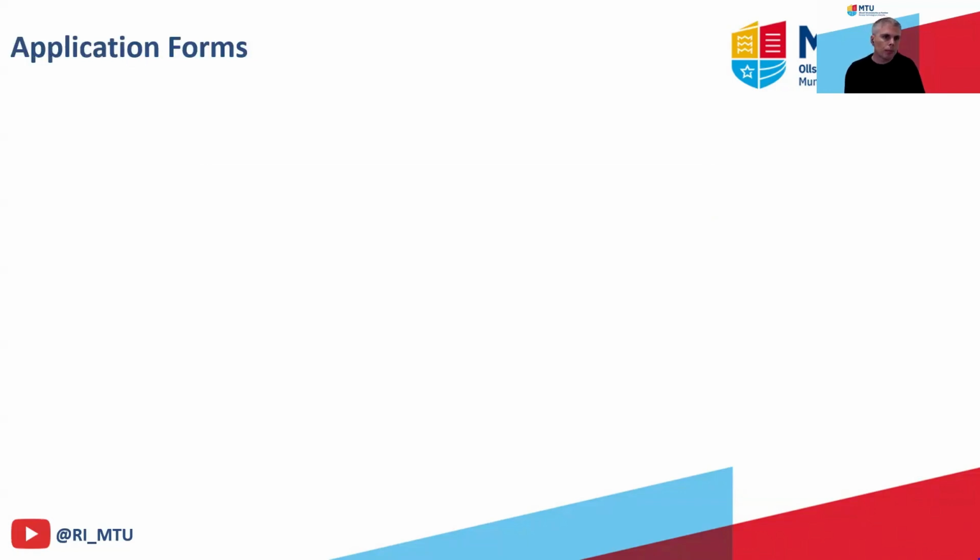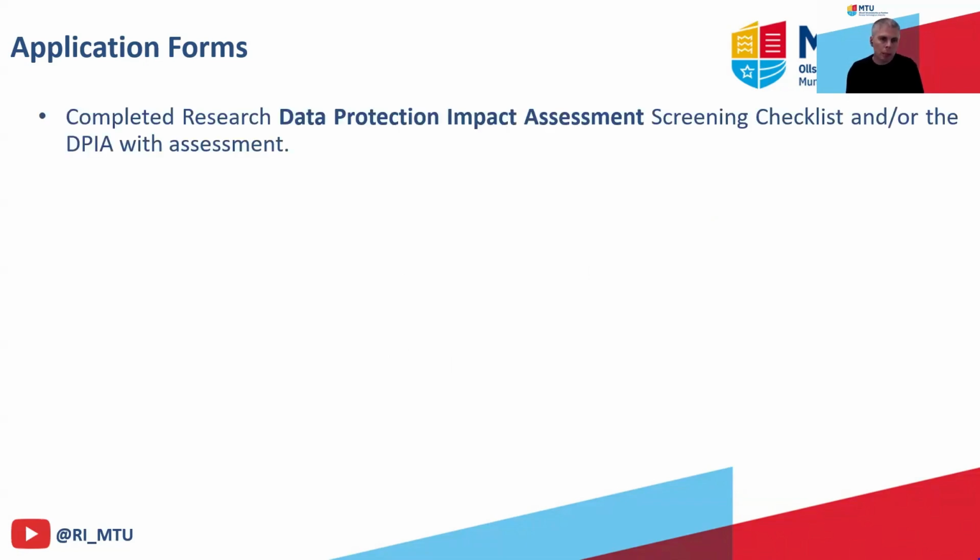So when it comes to the application form, I'm not going to go through the whole application form. I'm not sharing it here, but this is just to mention a couple of bits and pieces. As part of the application process, you will need to look at a data protection impact assessment. We have a screening checklist in the university that would need to be submitted along with your application form. If it's no to all the questions in the screening checklist, and this is the data protection impact assessment screening checklist, so that's a different one to the one I just mentioned previously.